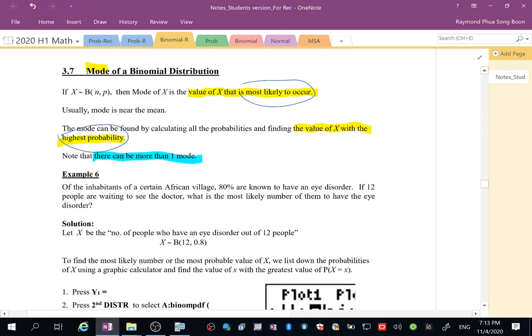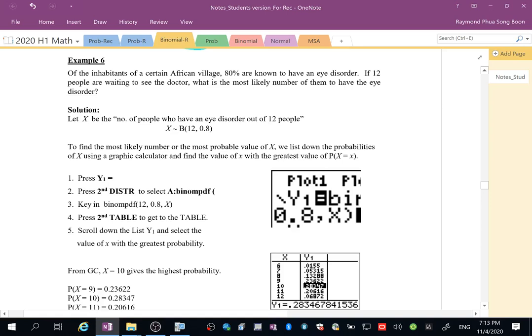In example 6, we are told that 80% of the inhabitants are known to have an eye disorder. So that means p is 0.8 if we are talking about the number of people with eye disorder. Okay, and then 12 people are waiting to see the doctor. So this is the value of n, number of trials. You are asked to find the most likely number of them to have the eye disorder. So we define x as the number of people who have an eye disorder out of 12 people. Okay, so n is 12 and p is 0.8, as I've just explained above.